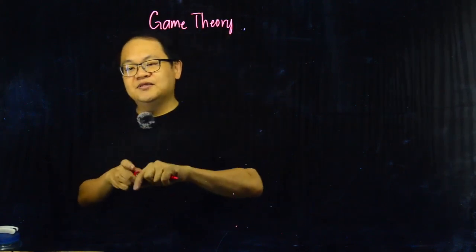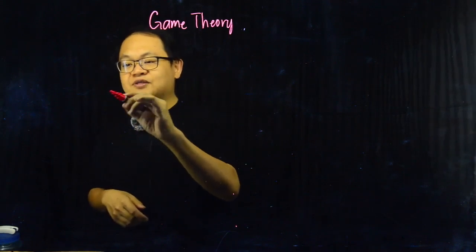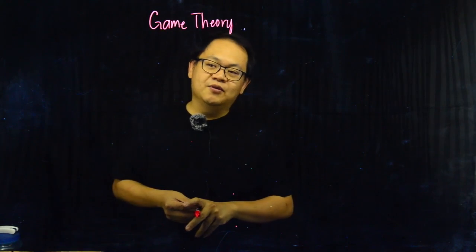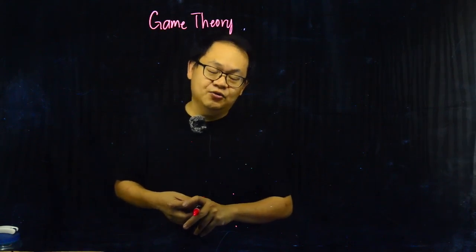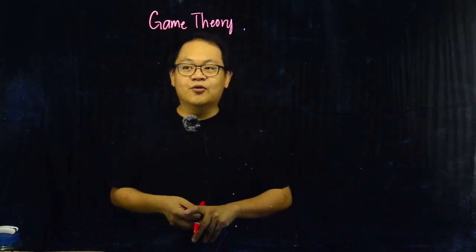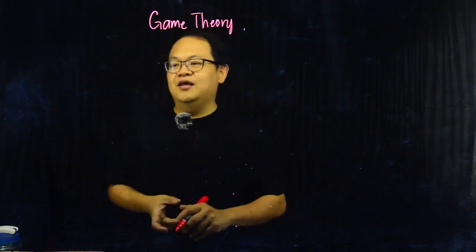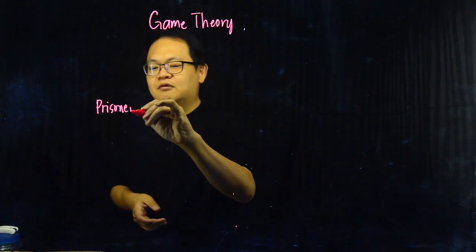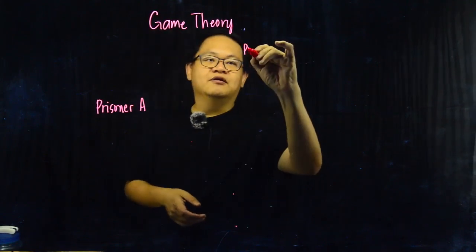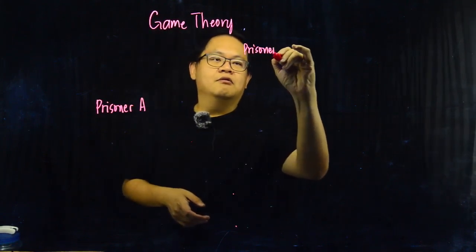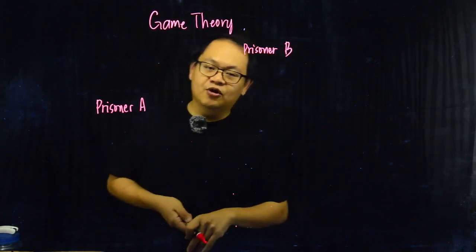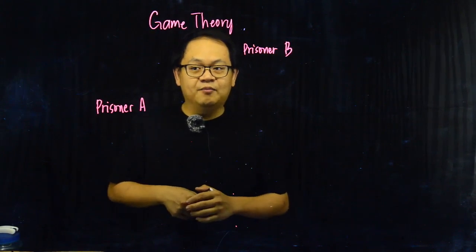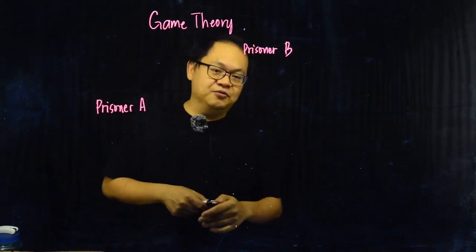So in the prisoner's dilemma, there are two prisoners. So let's start with two criminals. Let's say these two criminals are robbing a bank, and let's say they were caught by the police. Okay, so let's say we have prisoner A and prisoner B. Okay, so they were caught by the police. They were brought to the precinct, and they were placed inside an interrogation room.